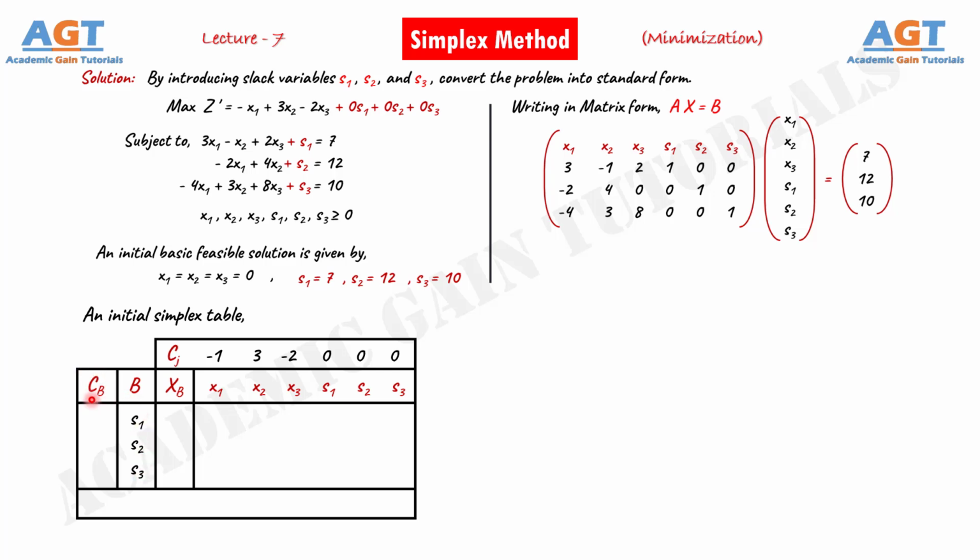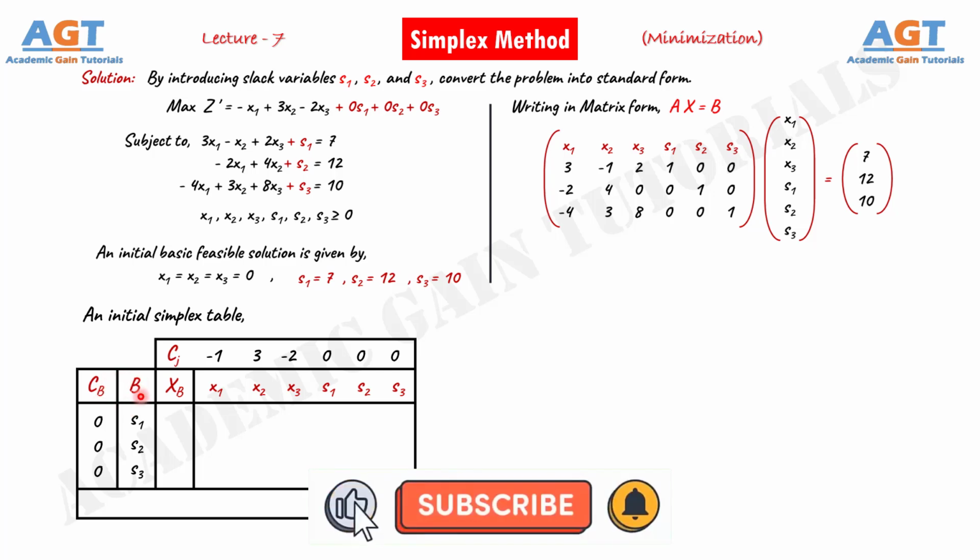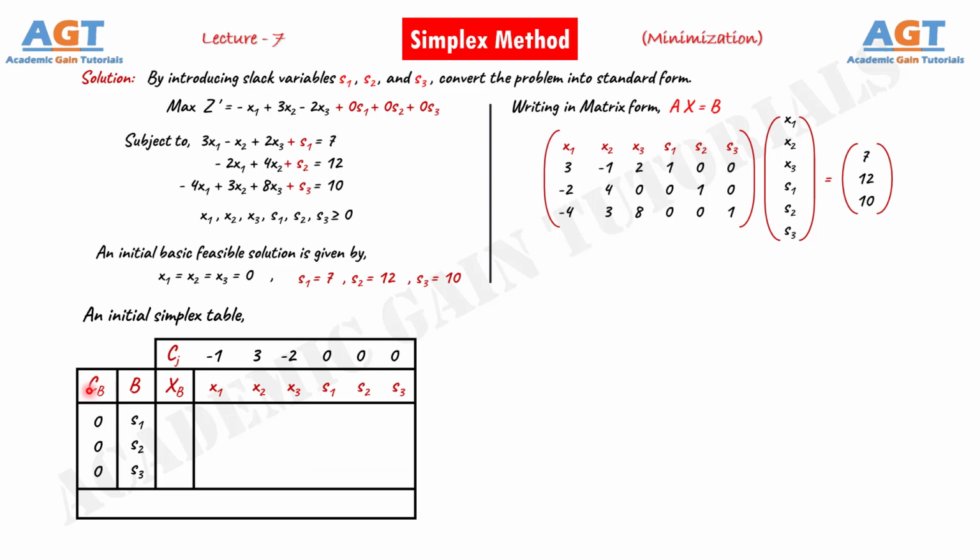And the column CB over here is for the cost of these basic variables in column B. So, the cost of s1 is 0, the cost of s2 and s3 are also 0. Since this is the initial simplex table, the basic variables we write in this column B are all slack variables, and we already know that the cost of slack and surplus variables is 0. So, the value of CB will be 0 at first for all variables in the initial simplex table.